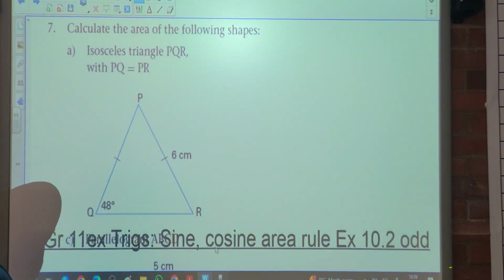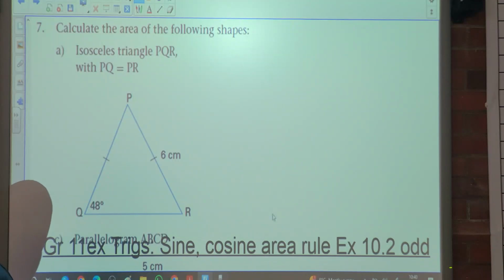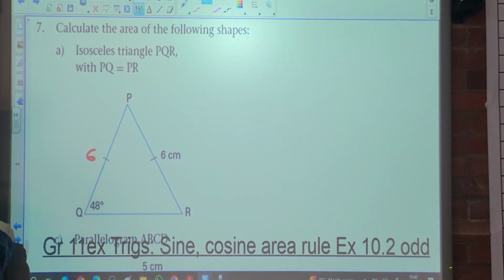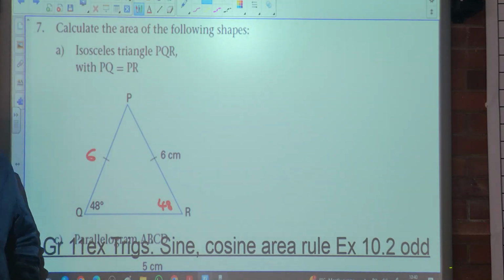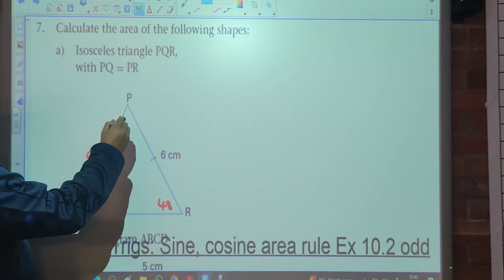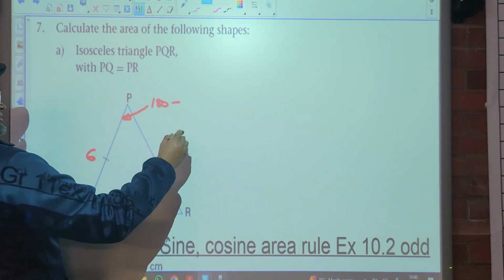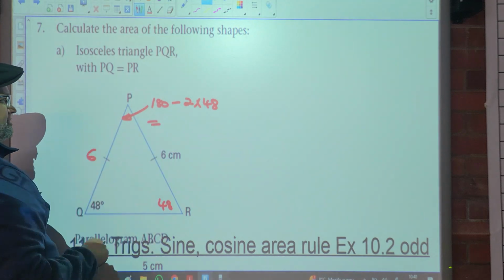Number 7. We also calculate the area of the following shapes. You have an isosceles triangle PQR with PQ equals PR. So in other words, PR is also 6. Angle R is also 48. But what do we need for the area rule? Two lengths and included angle. Can I work out angle P at this point? Yes. So angle P would simply be 180 minus 2 times 48, which is 180 minus 96, and that is going to give you 84. Is that correct?